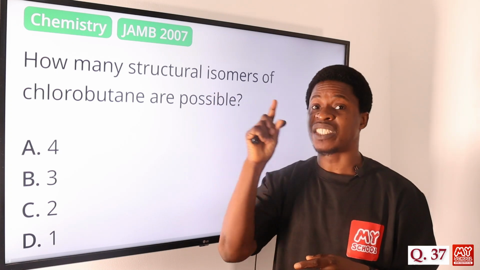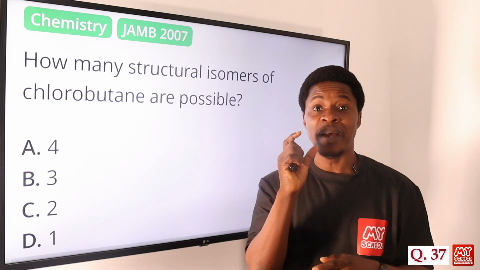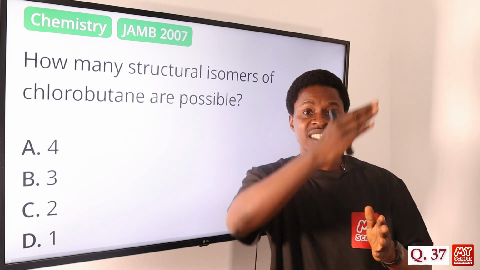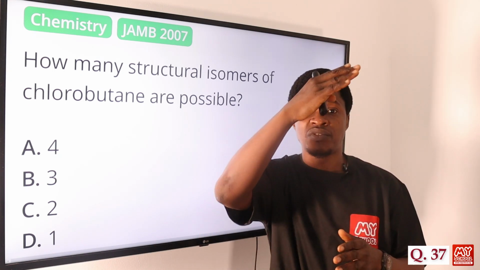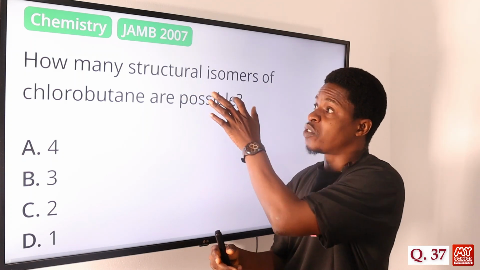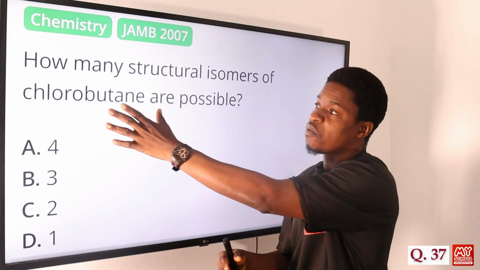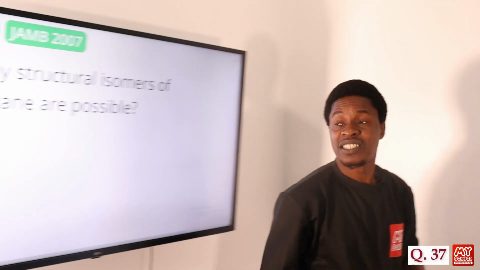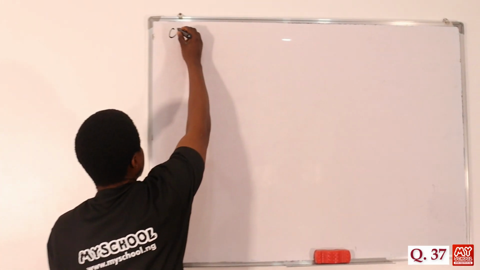That's structural isomer. Geometrical isomer has to do with the cis and trans. Are they arranged in cis or are they in trans? That's the geometric. But we are talking about the structural isomer. So we want to draw all the possible isomers we could find from chlorobutane. Please, let's go to the board and let's start with it. So we have chlorobutane.